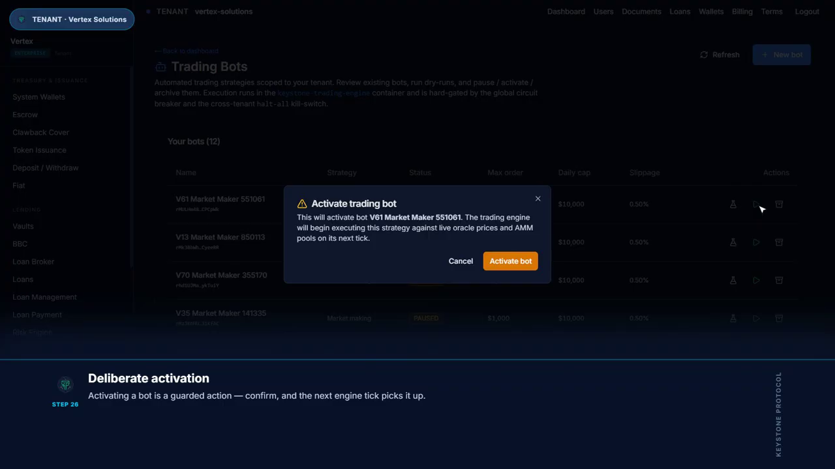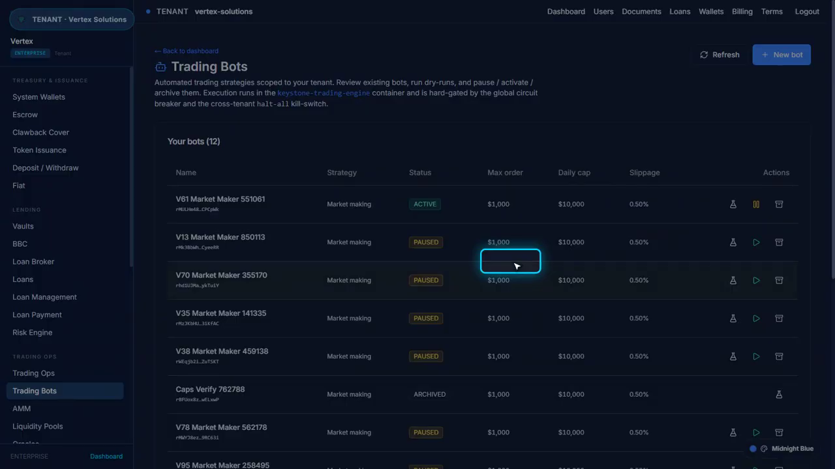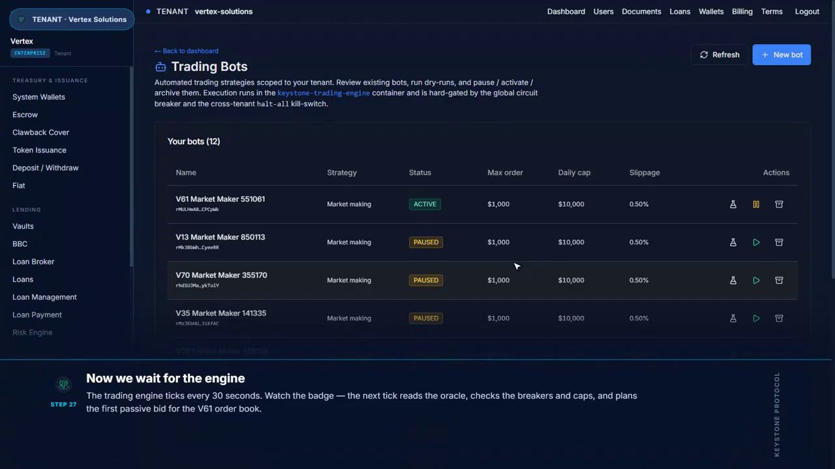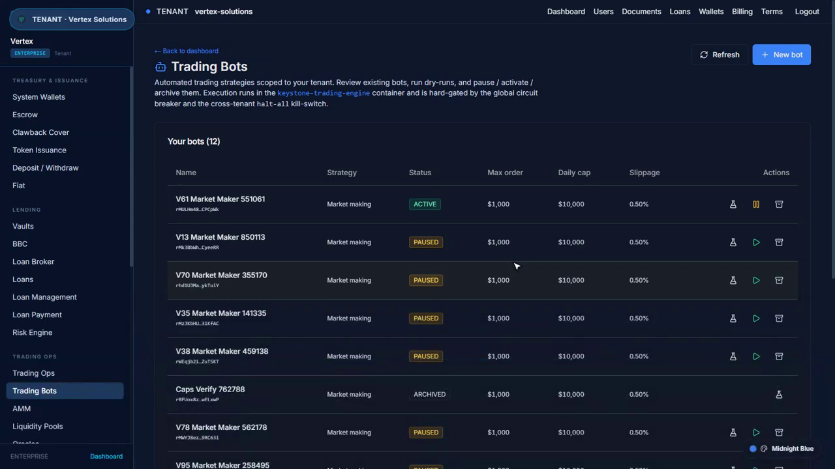Activating a bot is a guarded action. Confirm, and the next engine tick picks it up. Now, we wait for the engine. The trading engine ticks every 30 seconds. Watch the badge. The next tick reads the oracle, checks the breakers and caps, and plans the first passive bid for the VER61 order book.